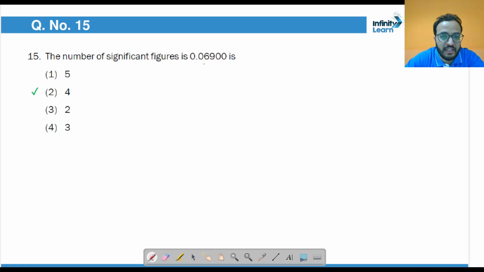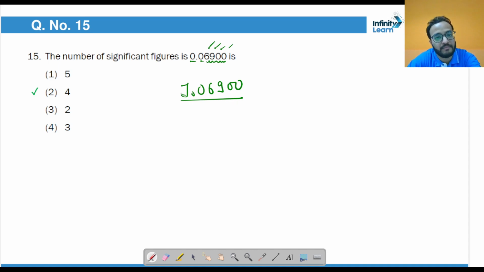15th, obviously these zeros are insignificant. The only significant values are these four: 6, 9, 0, 0. See, the zeros after the non-zero digits are always significant, but before the non-zero digit, if the zero is not sandwiched, then it will be insignificant, right? If this would have been 1.06900, then all of them would have been significant, right?